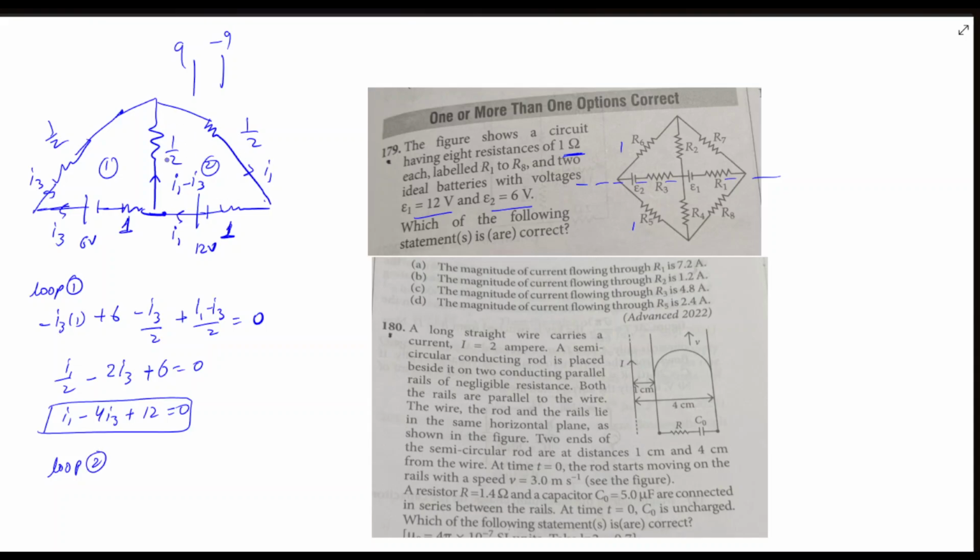Okay, now let's go to loop 2. Again, we'll go clockwise. So from here we start. So this will be minus I1 into 1 plus 12. This will be minus I1 minus I3 by 2, and this will be again minus I1 by 2 is equal to 0.